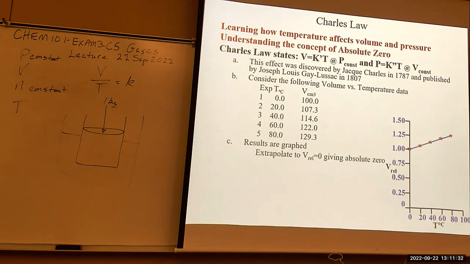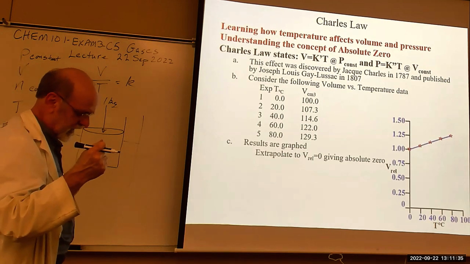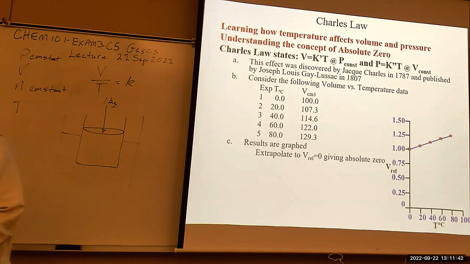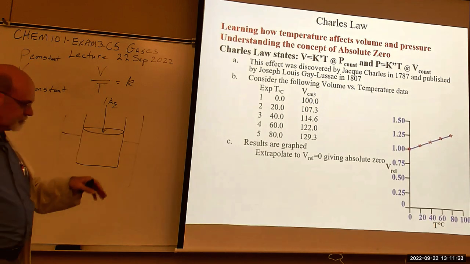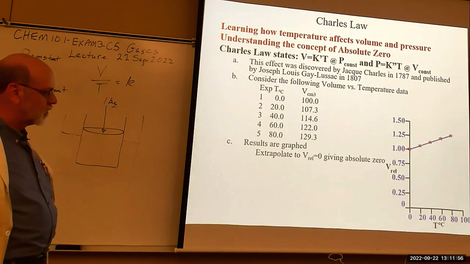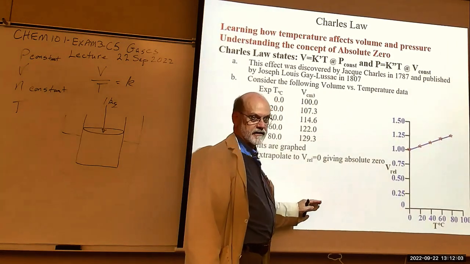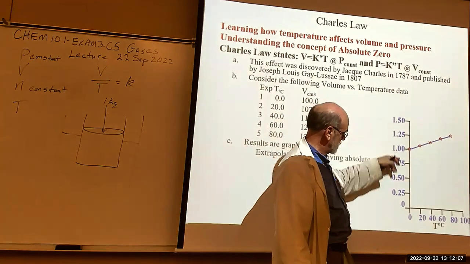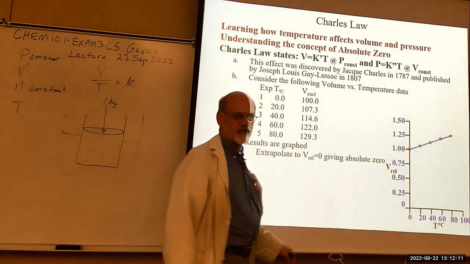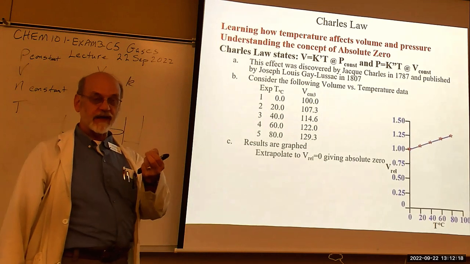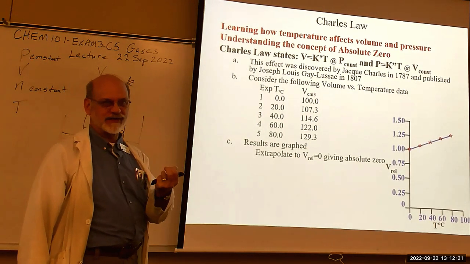Later on, Lord Kelvin, I forget his given name, but he was rich enough. He was independently wealthy, and he could spend all his time doing experiments. He took this relationship, and he said, what if we extended this line? Just kept going down like this. At what point would it meet the x-axis? And when it meets the x-axis, what does that mean? That means volume is zero. So at what temperature would the volume of the gas be zero? That's entirely theoretical, because we know that individual gas molecules and atoms have a volume. So they can't go to zero.